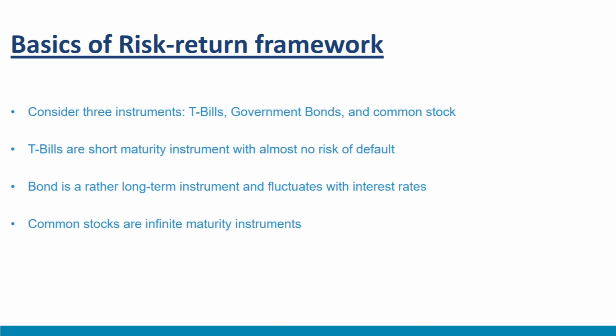Consider three broad instrument categories, that is, treasury bills, government bonds and common stock. These investments offer different degrees of risk. First, consider treasury bills. These are short maturity instruments with no risk of default. That is, one can obtain a sure shot payoff for small periods, for example 3 months, by investing in these instruments. Although there is still uncertainty due to inflation, the actual real value may also depend upon the prevailing inflation rates.